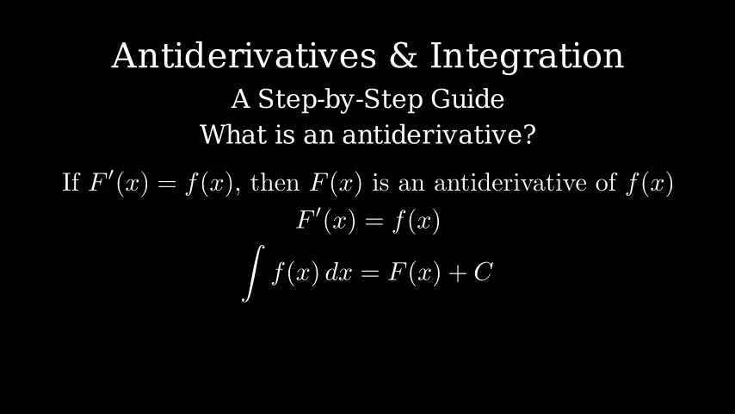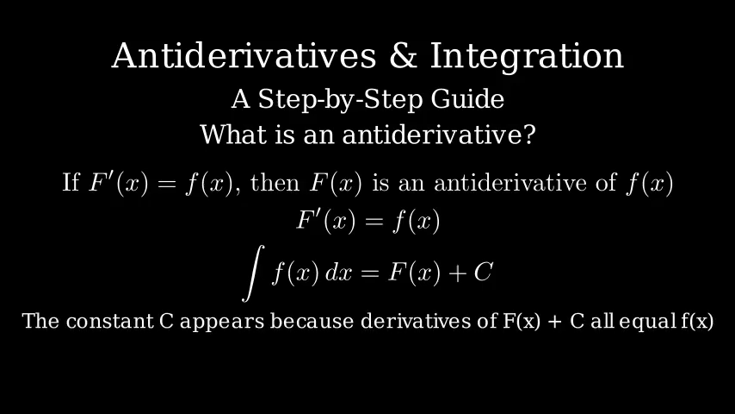Finding an antiderivative is called integration, and we represent the general antiderivative using the indefinite integral symbol, like this. The integral of f of x dx equals capital F of x plus c. This c represents an arbitrary constant that we add because differentiation eliminates constants, so when we reverse the process, we need to account for all possible constants.